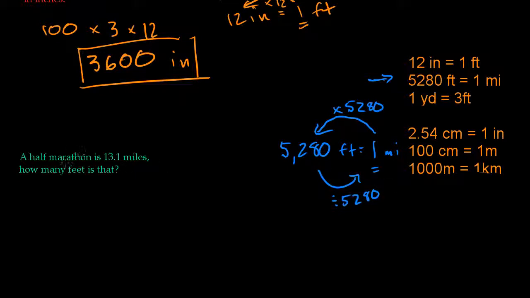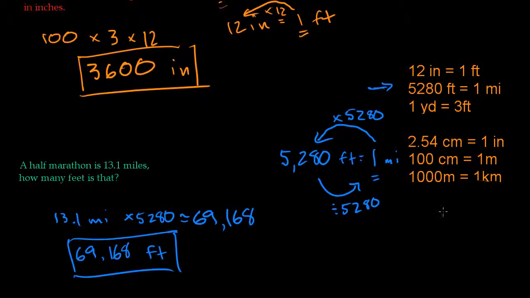Well, in this case, I have a measurement in miles, and I want to convert it into feet. So I'm going to start with 13.1 miles. And then if I look to here, how did I go from miles to feet in this direction? Well, I multiplied by 5,280. And 13.1 times 5,280 is 69,168. So that's the number of feet in a half marathon. Okay, so just by using these conversion facts and using the strategy of finding the 1, you can figure out how to convert between different types of units.